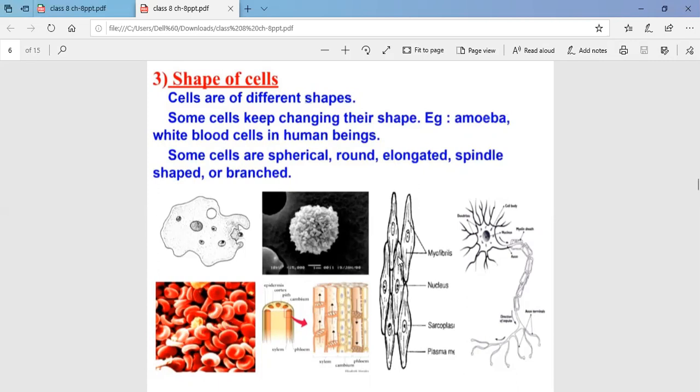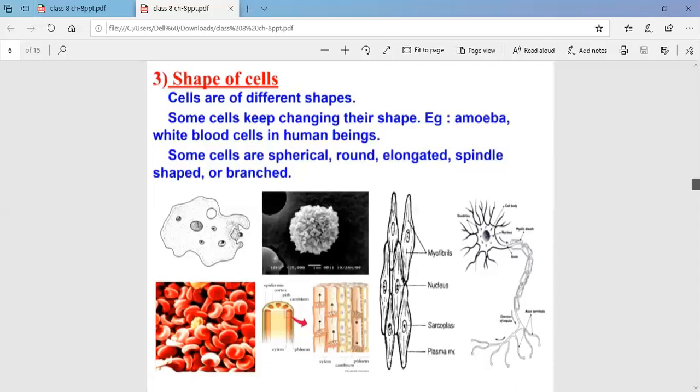Next, we can see this is a spindle shaped muscle cell. And children, this is a nerve cell which is long and branched. The function of a nerve cell, or we can say neuron, is to receive and transfer messages, which helps to control and coordinate the working of different parts of the body. So this is a branched cell because it has to send or receive messages from the brain. You know, the brain is the control center of our body. So this was the shape of different cells. Different cells have different shapes.